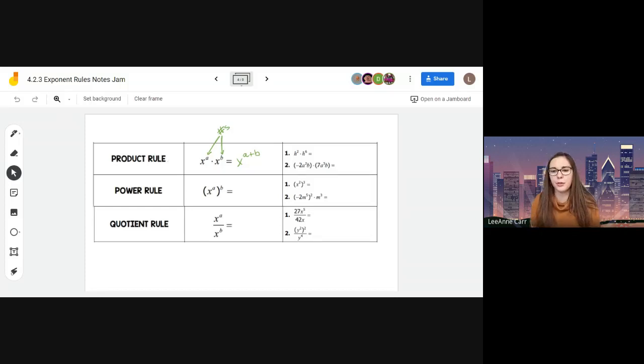Now, if at any point you're a little bit confused, feel free to throw that raise hand button up so I know that you're confused and I can help you out a little bit more.